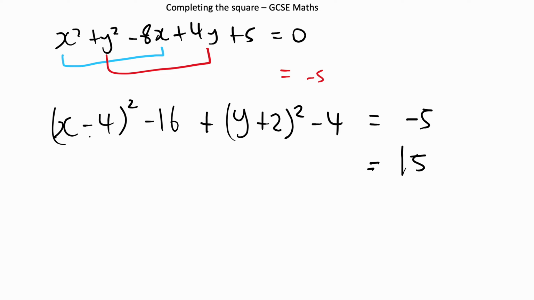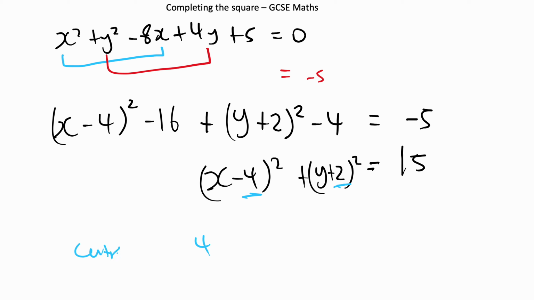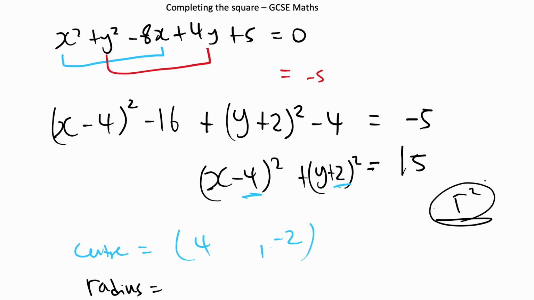15 is going to equal x minus 4 squared plus y plus 2 squared. And now we're back to our generic formula of a circle. Remember, a and b are the centers, so when we flip the signs, the center of this circle is going to be 4 and negative 2. And the radius of this circle, well, remember, the generic formula always has the radius squared. So we need to square root this, the inverse of squaring, so the radius of this circle will be root 15.